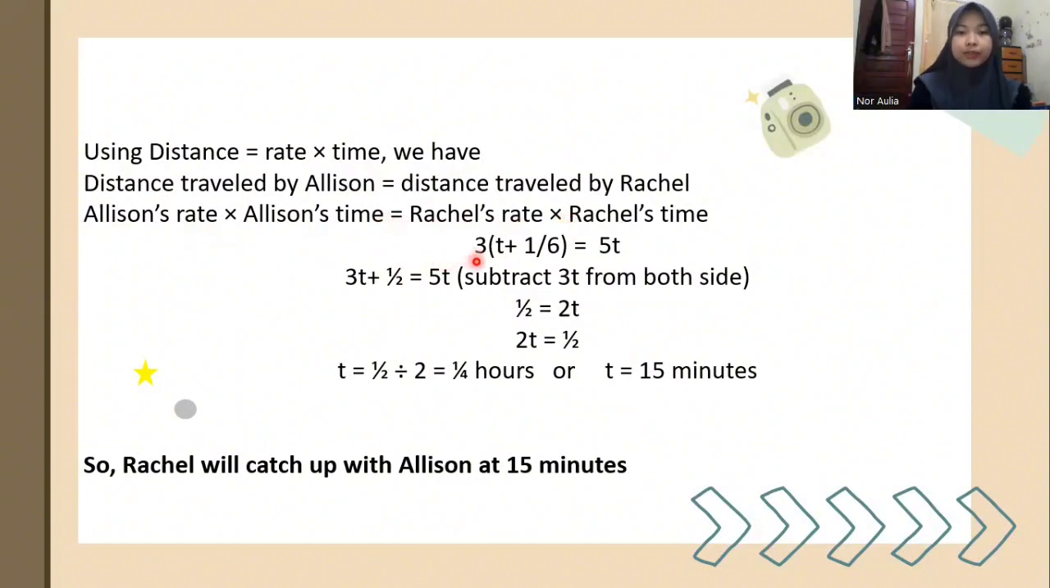So the operation is like this: we multiply 3 by t plus 1 over 6. 3 times t is 3t, and 3 times 1 over 6 is a half, equals 5t. So we can subtract 3t from both sides. A half equals 2t. So 2t equals a half. t equals a quarter hour, or in minutes, t is 15 minutes. So Rachel will catch up with Elysian at 15 minutes.